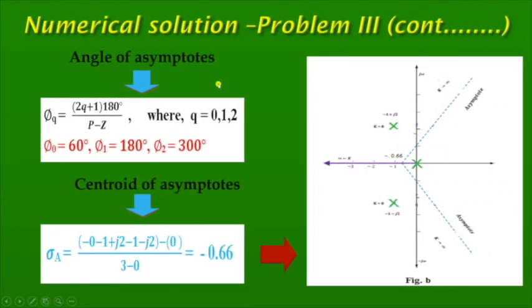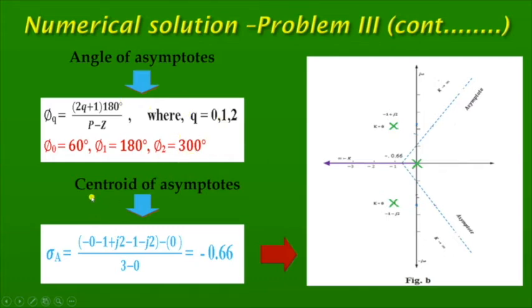Then find the angle of asymptotes. Phi k equal to (2q plus 1) into 180 divided by P minus Z, that is 3 minus 0. So there are 3 asymptotes, that means calculate 3 angles of asymptotes. When k equal to 0, this angle is 60 degree. When k equal to 1, this angle is 180 degree. When k equal to 2, this angle is 300 degree.